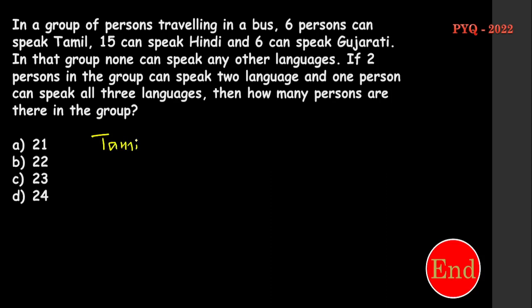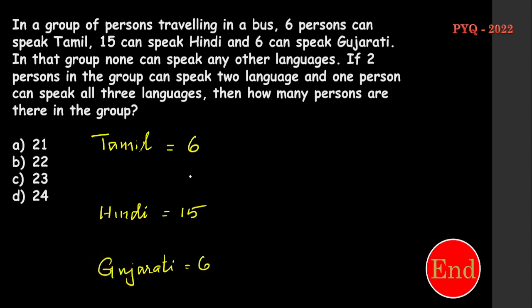First, I am going to write Tamil. Tamil is spoken by how many persons? 6. Next, Hindi. Hindi is spoken by 15. And Gujarati is 6. Now I need to find only Tamil, not with 2 languages or 3 languages. So I need to find how many of them speak only the Tamil language. So only Tamil is, out of 6, 2 persons speak 2 languages, so I can take Hindi and Tamil also, and 1 person speaks all the 3. So only Tamil is only 3 persons. Is it clear?